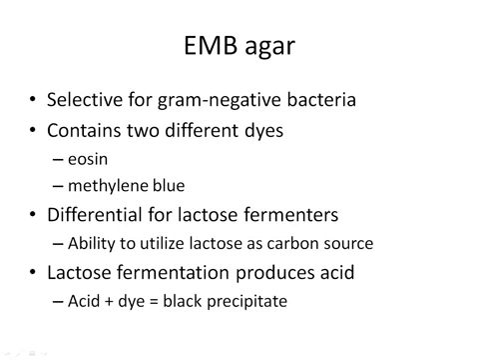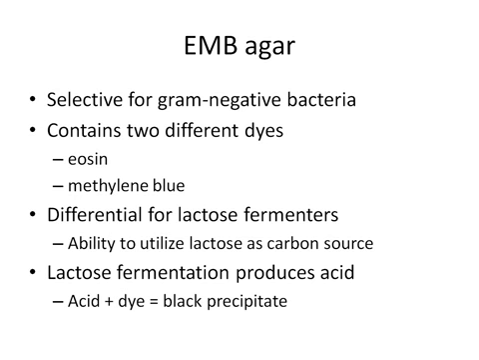Our second media for the day is called EMB. EMB agar stands for eosin methylene blue. Eosin and methylene blue are the two major components in the EMB agar. The addition of these two dyes, one green and one blue, allows for only gram-negative bacteria to grow. Therefore, EMB agar is selective for gram-negatives.